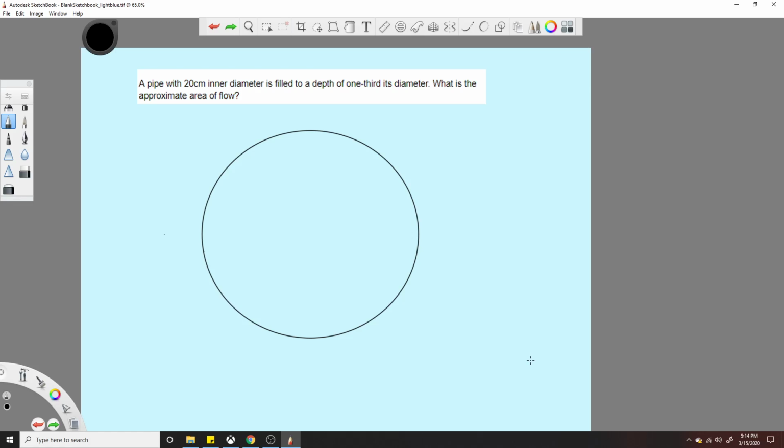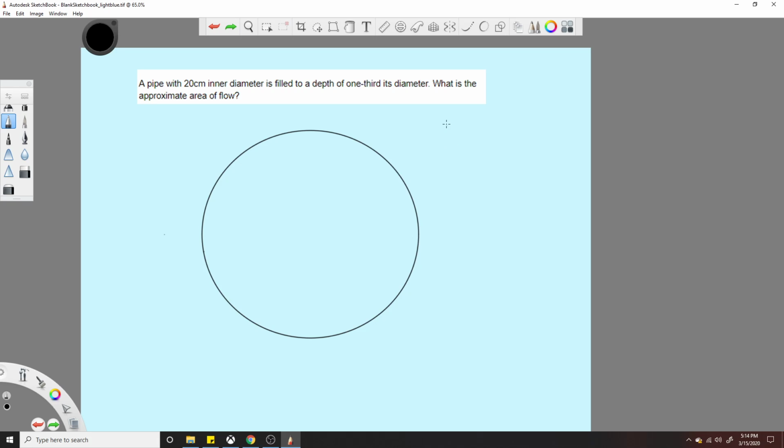A pipe with 20 centimeters diameter is filled to some depth, 1/3 of its diameter. What is the area of flow? Okay, so the only thing we're given in this problem is the depth, or the height, and it's 1/3 of its diameter. So let's just calculate that.